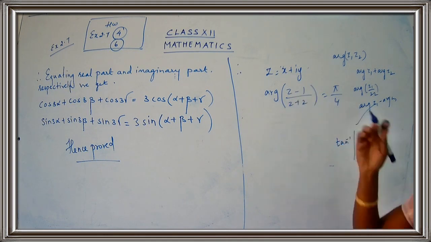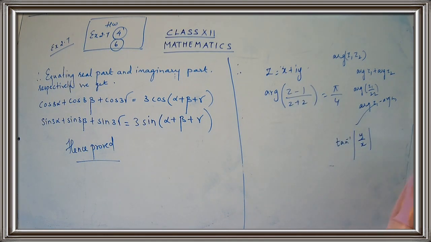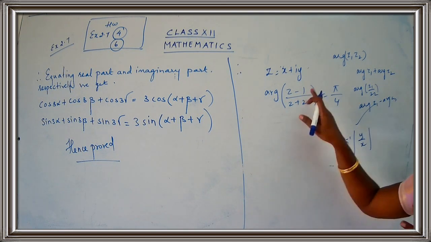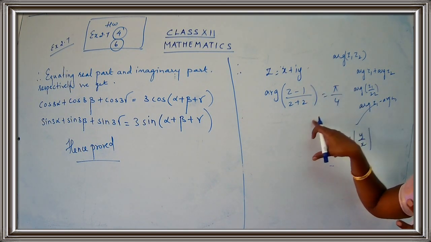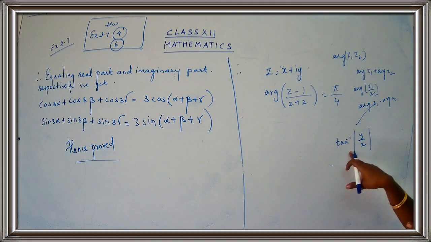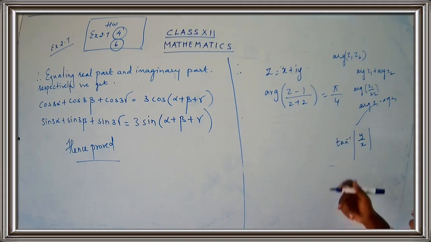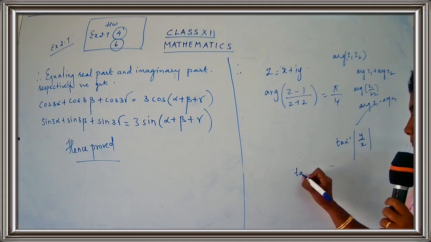Then what are you going to do? You are going to take the real part separately and the imaginary part separately. The real part will be the value for x. The imaginary part will be the value for y. So you have to apply the value for tan inverse y by x. And then you have to apply the formula for tan inverse.